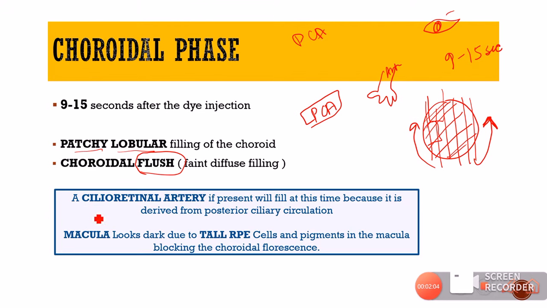Now, there are two important things that you should remember in the choroidal phase. Number one is that the cilioretinal artery, if it is present, will fill at this time because it is derived from the posterior ciliary artery. If this is the fundus and there is a cilioretinal artery, usually the artery will look like this. It will be coming from the margin of the disc, and since it comes from the posterior ciliary circulation, and in the choroidal phase it is the posterior ciliary artery which is getting filled up, the cilioretinal artery can be best visualized on FFA in the choroidal phase. Number two, the macula is going to look dark during the choroidal phase, and the reason I will tell you later.